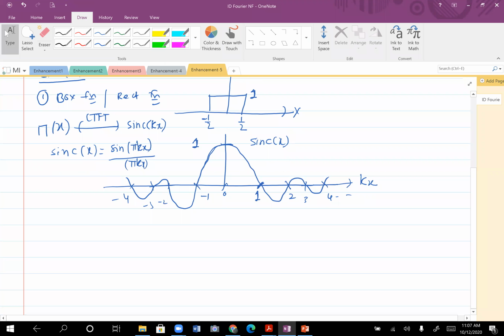Now, if I ask you, the second one would be sinc of x. What would be the CTFT now for a sinc of x?